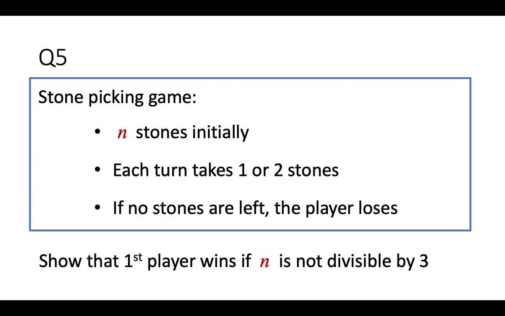On the other hand, if n is not a multiple of 3, then the first player can always win by taking enough stones, 1 or 2, so that the resulting number will be a multiple of 3, putting the other player to lose. So this is the idea of this question. The key idea is you find a good strategy for the second player if the total number is a multiple of 3, and you find a best strategy for the first player when the total number n is not a multiple of 3.